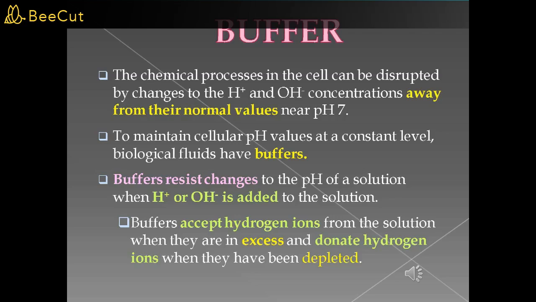But when we have a buffer in that glass of water, it will help to maintain cellular pH values, which means it will not have a large gap between pH values. So for example, from this pH value of 7, the buffer helps to reduce only about 1 pH value. So the new pH value of the glass of water and that acidic solution will be only 6. Okay?